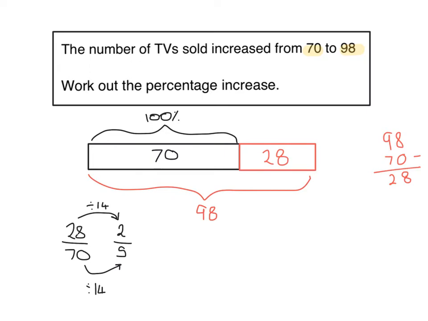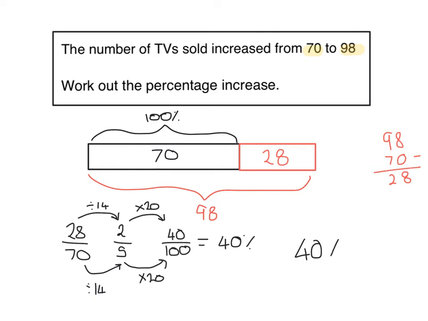So 2/5 is a fraction. I want it as a percentage. So now I need to think, well, percent means out of 100. So I need to think, how do I get from 5 to 100? Well, I'm timesing by 20. I need to times by 20 on the top. 2 times 20 is 40. So that's 40%. So it's a 40% increase. So it's gone from being 70. I found 40%, which is 28, and I've added it on.